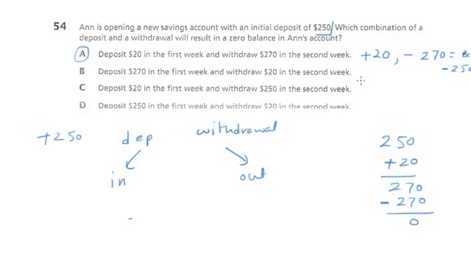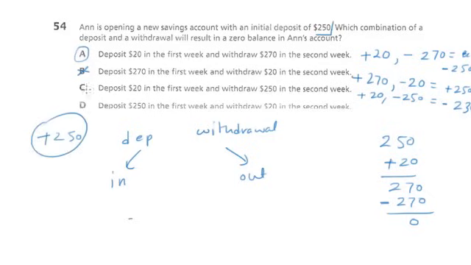If she deposited 270 and then withdraws 20, then this would be a net result of adding 250 over time. So it's not B. C deposits 20 and then withdraws 250. The net result there is she is subtracting 230. Well, she has 250 in there to begin with, so it's not C either. D deposits 250 in the first week and withdraws 20 in the second week, so she's adding 250 and then taking away 20. Well, that's going to be a net result of adding 230, which isn't going to reduce this to 0. So A is our answer for 54.